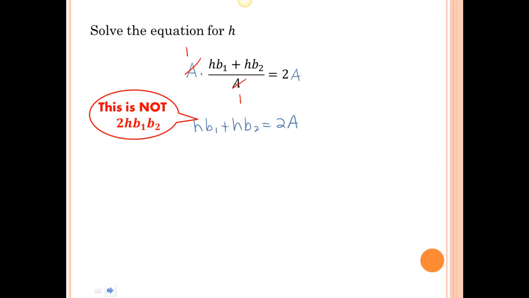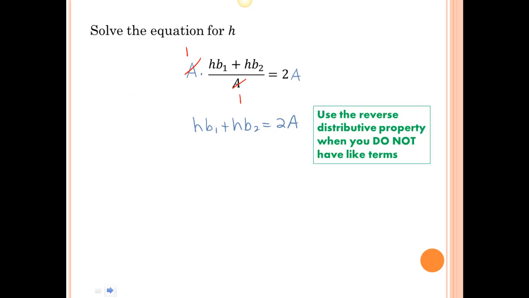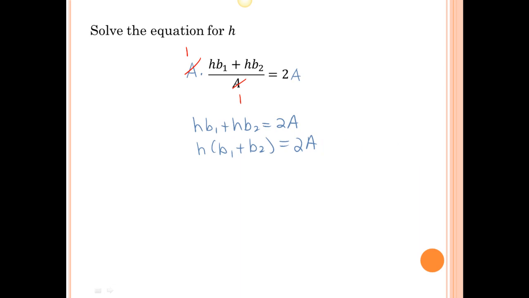This is not 2hb1b2. Since we are trying to solve for h, but these are not like terms, we need to use the reverse distributive property here. I will factor out h from the left-hand side, also known as the reverse distributive property, to get h times b1 plus b2 is equal to 2a.